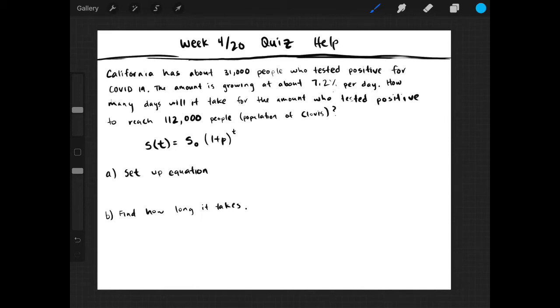Here we go. Again, here's some help for you guys on the quiz. This should help you with hopefully the rest of the quiz here. Again, we're working with logarithms and now we're applying them.